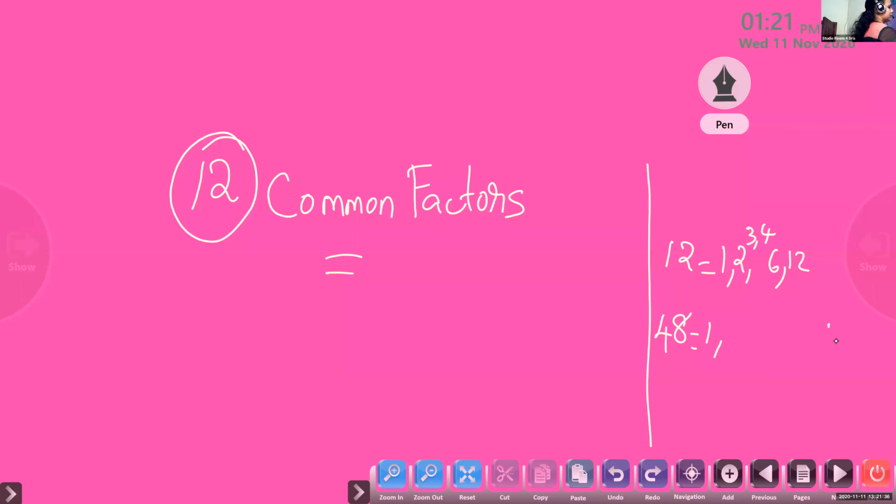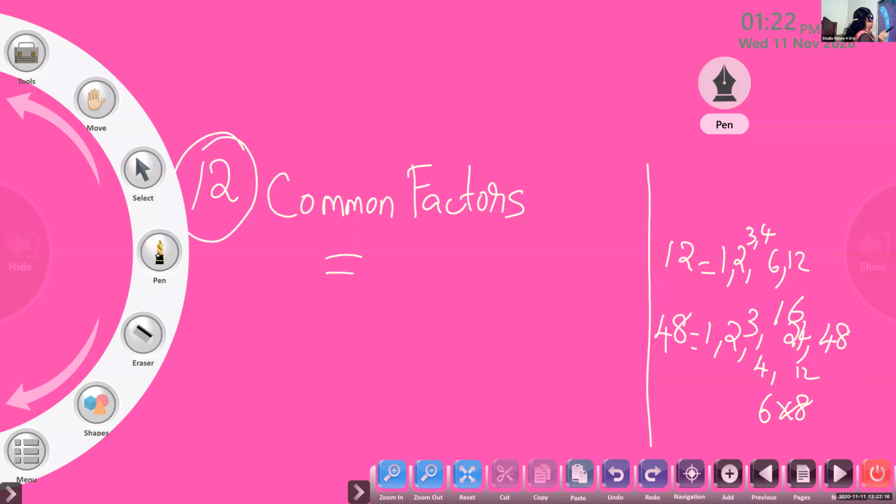Okay. What about 48? 1 and 48. 2 and 24. 3 and 16. 4 and 12. Then 6 and 8. Then finished? Okay. So all the children, you have to see which are the common factors.